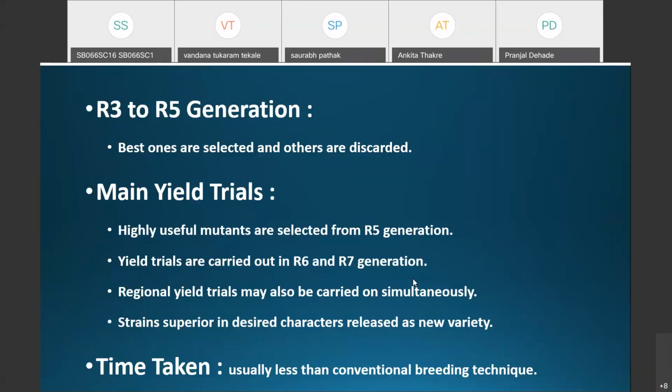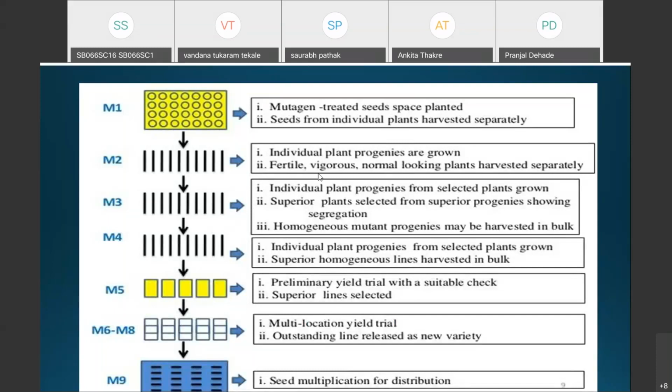Okay, that is about the field technique and the time which is required to release the new variety in mutation breeding. Here you can see the entire field technique in one photograph. Here you can see the M1 generation, the seeds which are treated with the different mutagens.